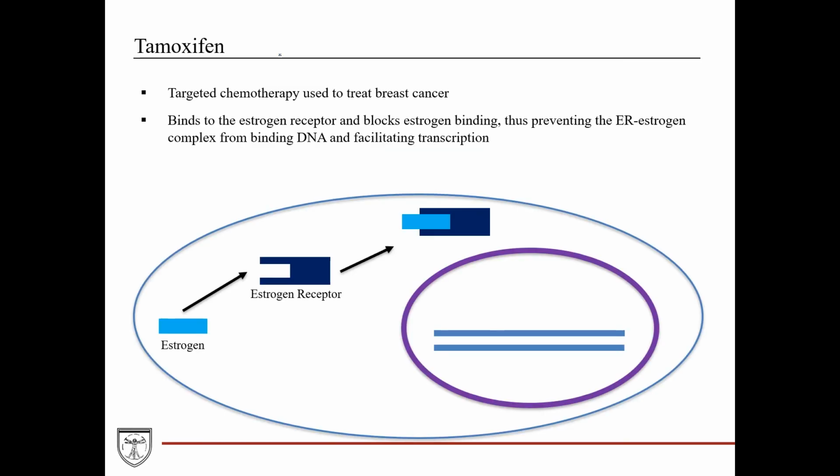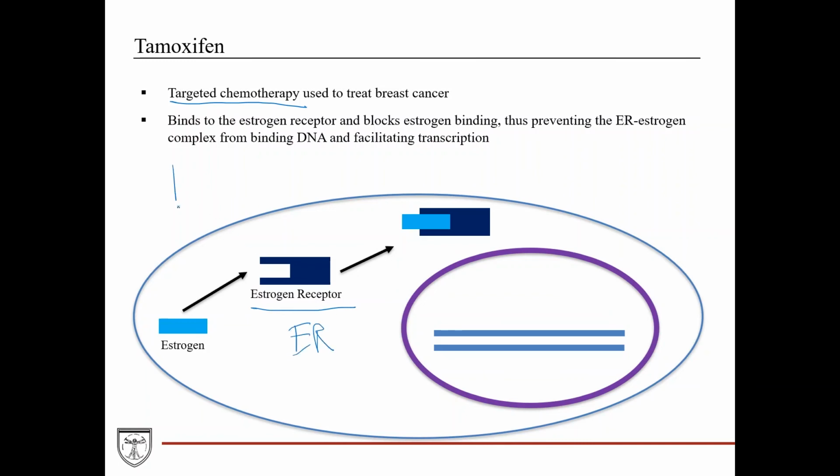So first, tamoxifen, and this is an example of targeted chemotherapy. Now remember, we've talked about cytotoxic chemotherapy, which targets DNA replication and rapidly dividing cells. This is different. This is the newer age type of chemotherapy, where it targets a specific molecular driver of cancer within the cell. And in this case, the molecular target is the estrogen receptor, or ER.